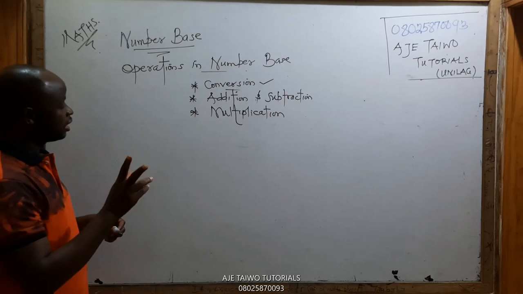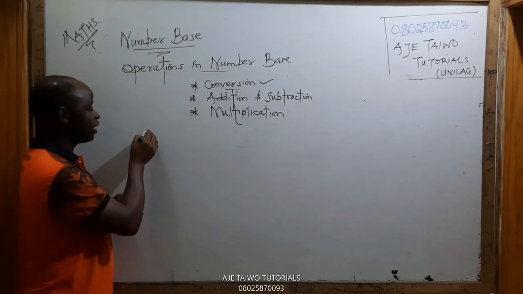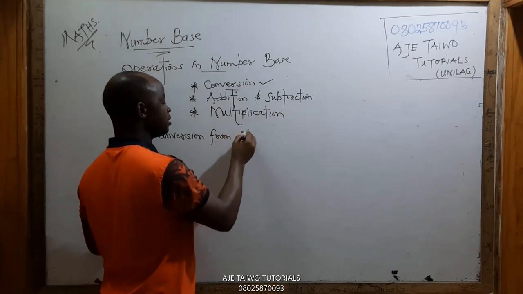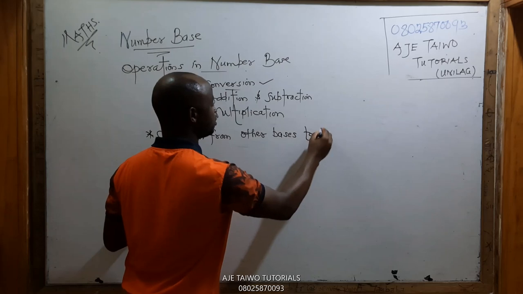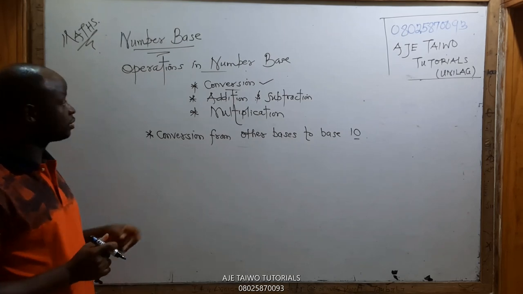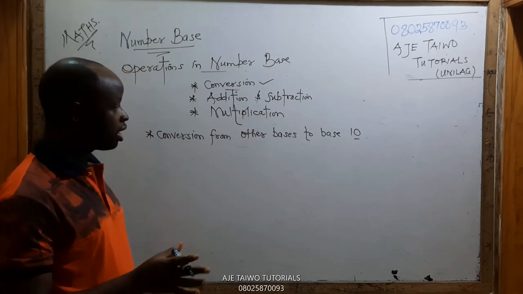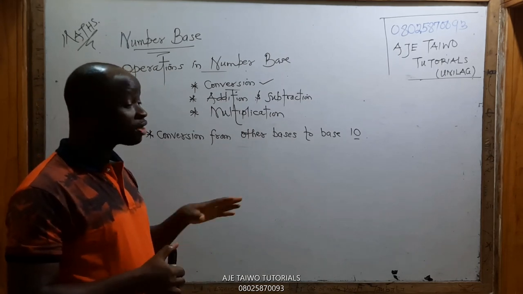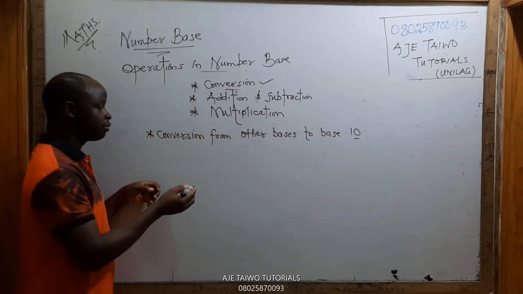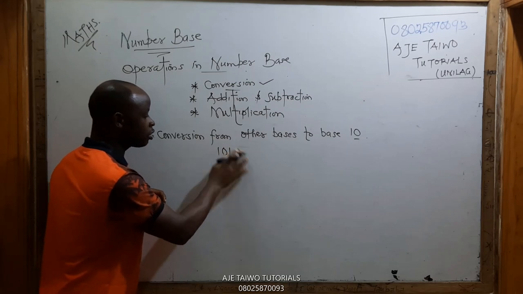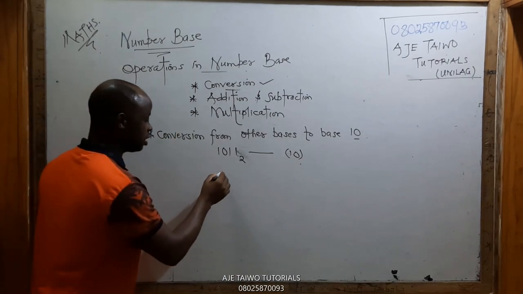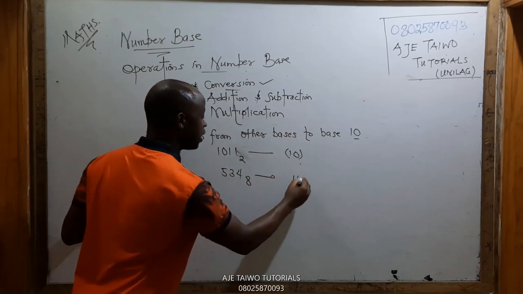Let's do conversion. There are two conversions we can have. Conversion from other bases to base 10. That's the first conversion we'll do. You see, we have conversion, addition, subtraction, multiplication. As I told you, I'm not going to dwell on any irrelevant things. We'll focus strictly on the questions we require you to answer. So, if you want to convert from other bases to base 10, let's give an example. I ask you, convert 1011 base 2 to base 10. Or say 534 base 8 to base 10.